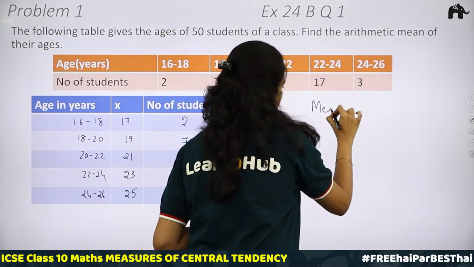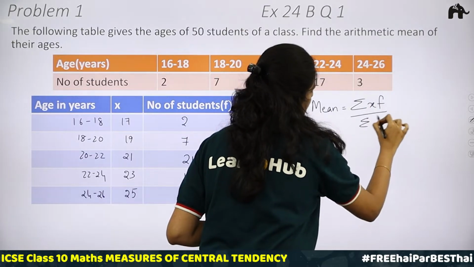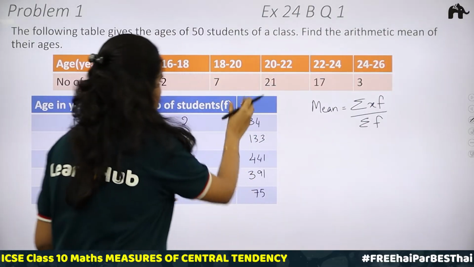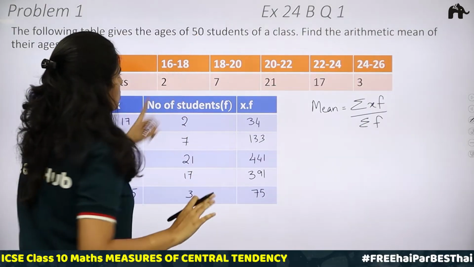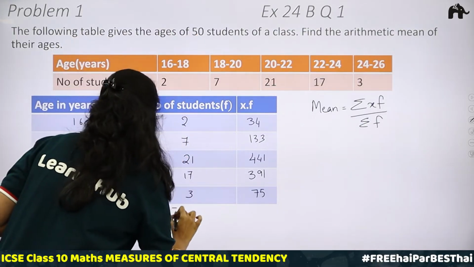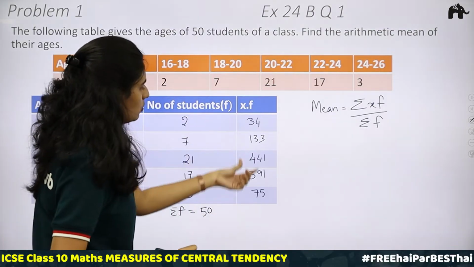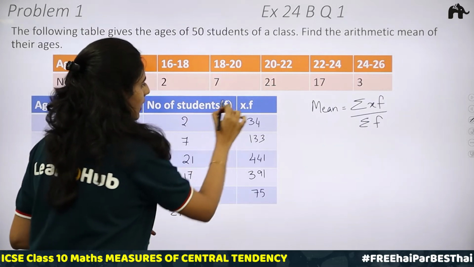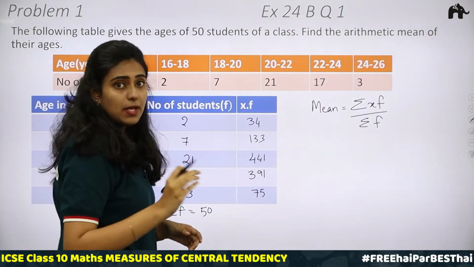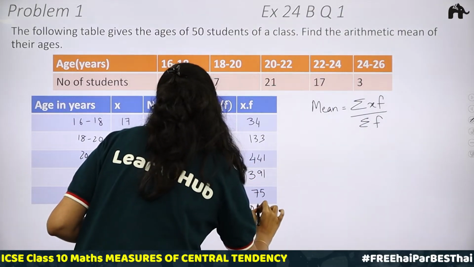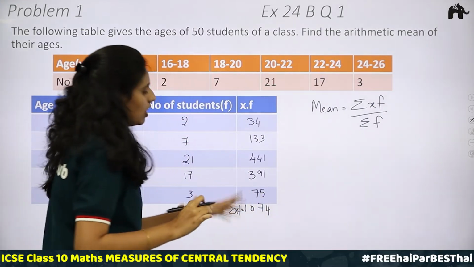Okay. Now, to find the arithmetic mean: mean is equal to summation of x into f divided by summation of f, where f is the frequency. We have determined xf and we also know the number of students. It is given that the total number of students is 50, which means summation of f will be equal to 50. Now we have to add all these to get summation of xf. 34 plus 133 plus 441 plus 391 plus 75, we get 1074. Summation xf is equal to 1074.